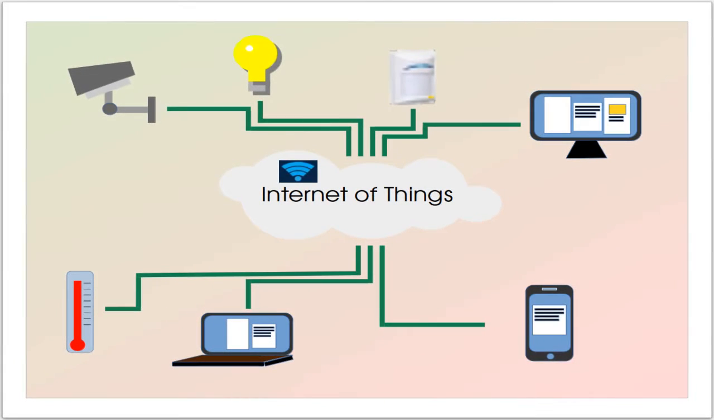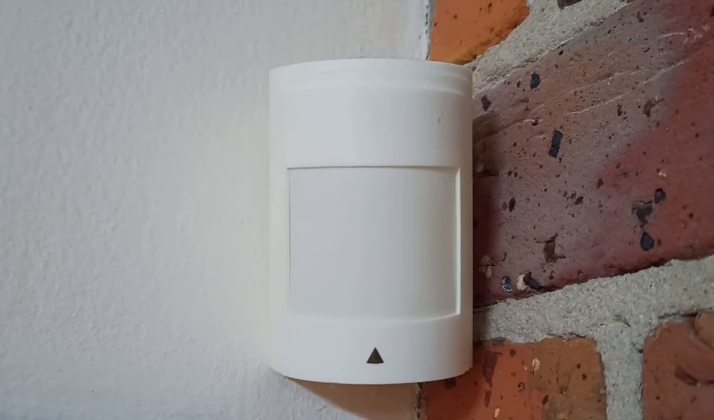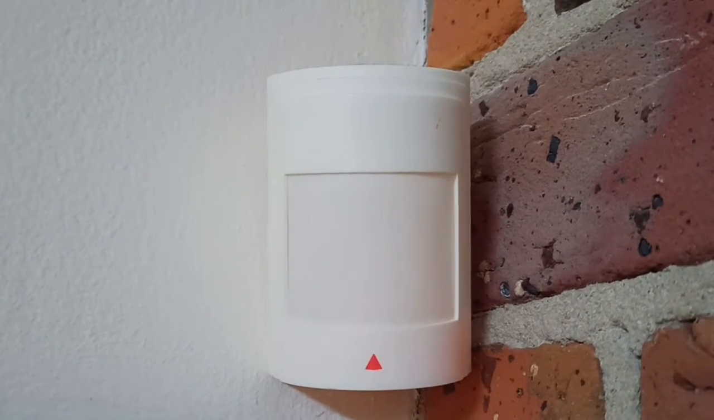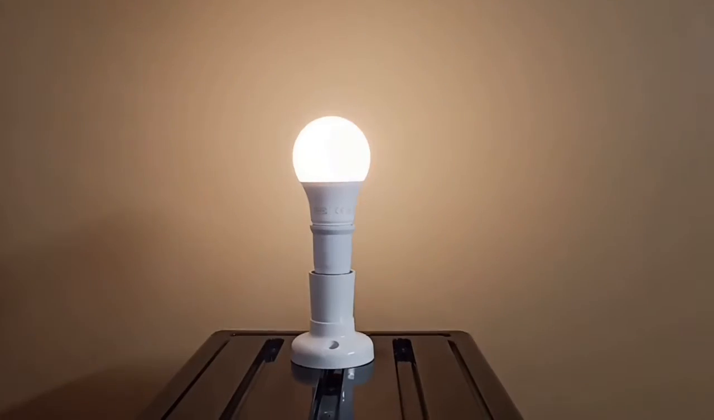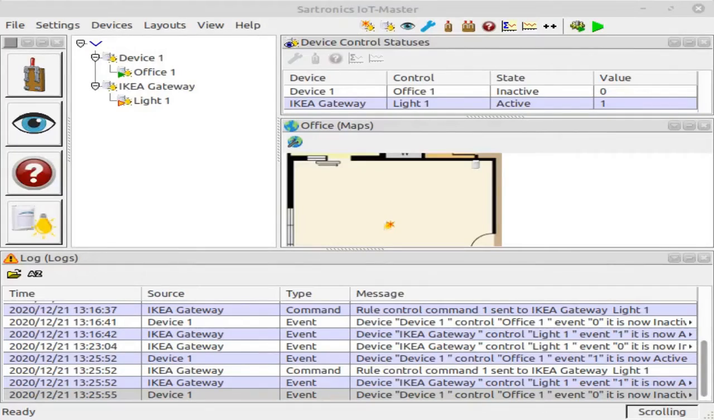This video shows one method that can achieve this. It will take input from a third-party CoAP motion sensor and turn on an IKEA smart light. To do this, Sartronic's IoT Master Manager application will be used. It will establish a connection with the motion sensor and the smart light. Whenever the motion sensor is activated, it will turn on the smart light and keep it on for 20 minutes.